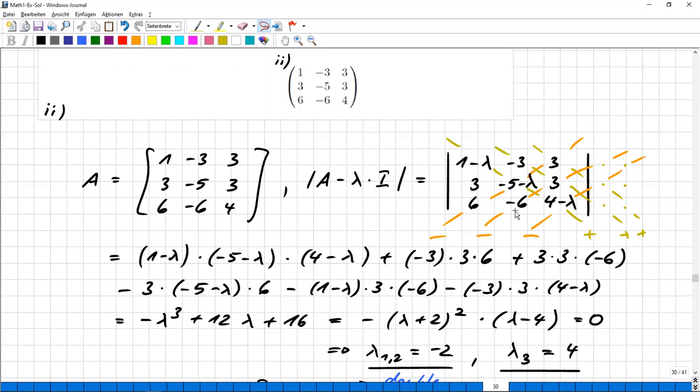The next one, I start here, but this corresponds to this element. So it's 1 minus lambda times 3 times minus 6. This is this one, but also a minus before. Important, remember from the scheme here. And then the last one would be this. I start here, which corresponds to minus 3, and then this one corresponds to 3. So it's minus 3 times 3, and then also times 4 minus lambda, and a minus before the whole product. So that's all we have.